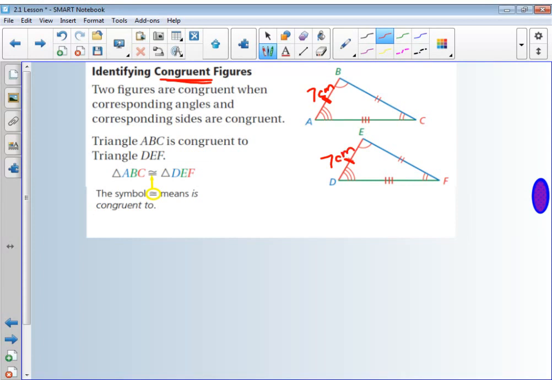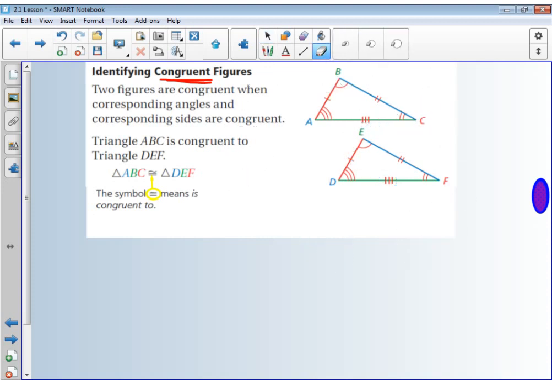Okay, they are marked with the same type of markings. So here you'll notice I have 3 tick marks. Here's 3 tick marks. So that means that AC, let's say AC was a measure of 15 centimeters, then that would mean that DF would also be 15 centimeters. Okay, when you're working congruent figures, everything is exactly the same.